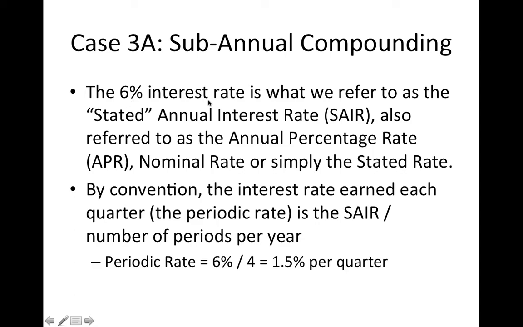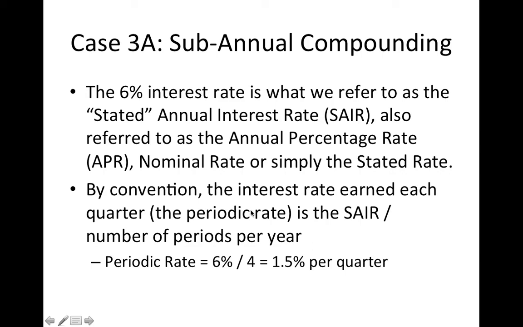The 6% interest rate that I gave you is what we refer to as the stated annual interest rate, or the SAIR. Also, it goes by a lot of different names. Sometimes it's called the annual percentage rate, or APR. Sometimes it's called the nominal rate. Sometimes it's just called the stated rate. All of those mean the same thing, which is a number that you can use as the basis for calculating what you're going to earn. Here in a second, I will contrast that to what I believe is a more informative rate called the effective rate of interest.